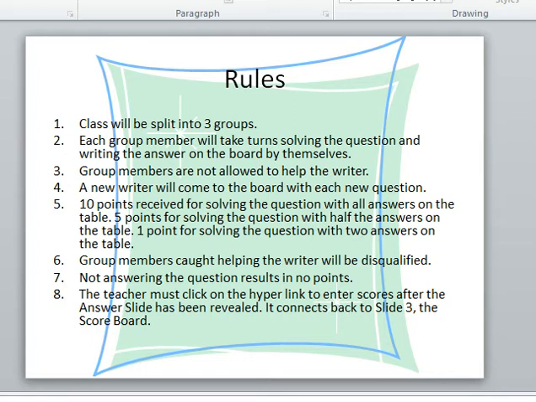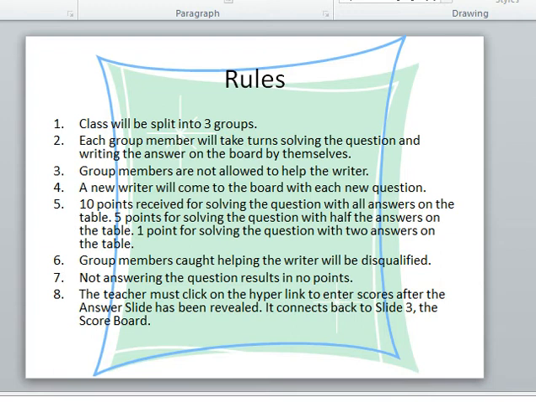So my rules for this is that the class would be split into 3 groups, and you would each take turns solving the question and writing the answer on a whiteboard individually. The groups are not allowed to help the person who's writing on the board, and each writer will come to the board with a new question. You get 10 points for solving the question quickly, 5 points for taking a little longer, and then 1 point for taking longer than that.